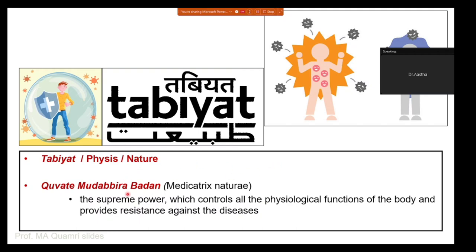If you look at the functional part of this Tabiat, it is the supreme power of the body which controls all the physiological functions of the body, and also provides resistance against disease. That is, it helps in the prevention of disease. In fact, Umur-e Tabiyya together help this Tabiat to keep the body in a healthy state. So these are the three major components of the fundamentals of Unani medicine.